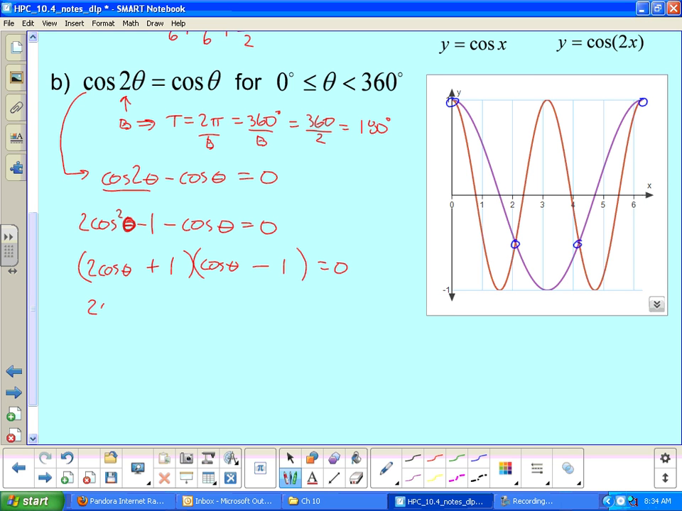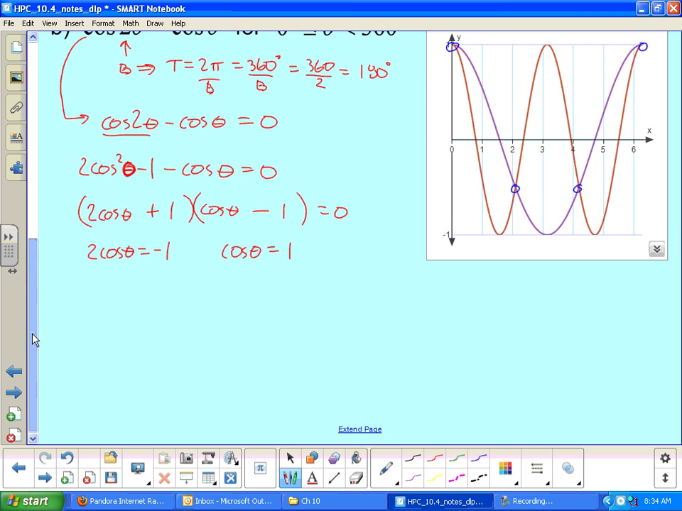Zero product property. 2 cosine of theta is equal to negative 1. Cosine of theta is equal to positive 1. Little work here still. Cosine of theta is equal to negative 1/2. So we're talking about quadrants 2 and 3. And that happens at 60-degree reference angle values. So we're talking degrees. And we're referring to 120 degrees and 240 degrees.